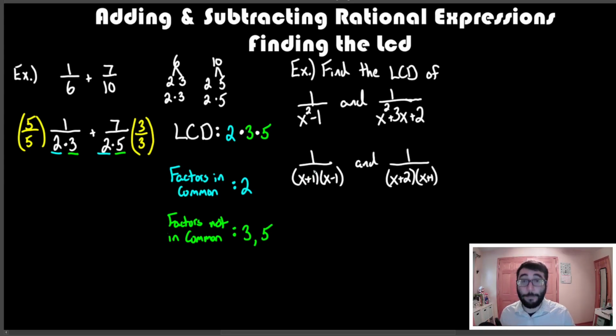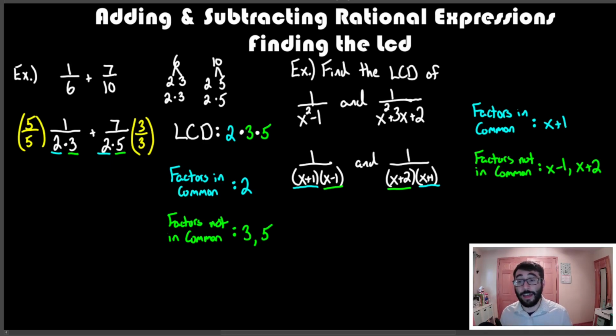Now, if I look, both of these fractions have x plus 1. Notice both of these fractions have a factor of x plus 1. So the factor that it has in common is the entire factor of x plus 1. Now, what do they not have in common? Well, notice this denominator here has a factor of x minus 1, the other does not. And in this fraction here, it has a factor of x plus 2, and the other denominator does not. So those would be the factors that they do not have in common, a factor of x minus 1 and a factor of x plus 2.